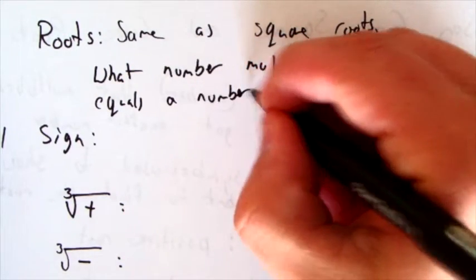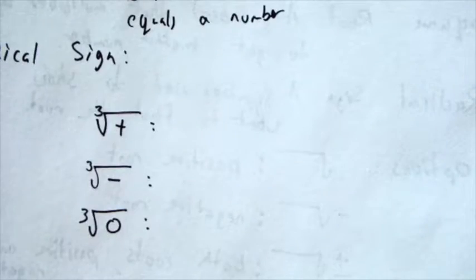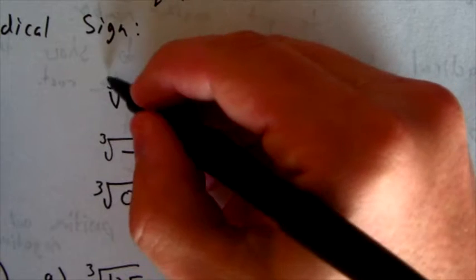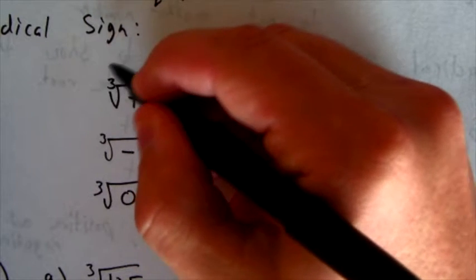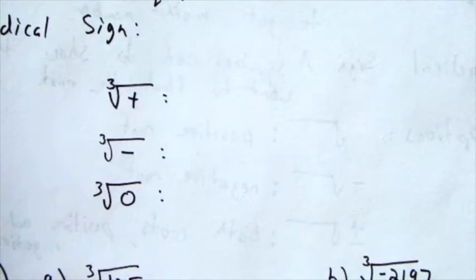Equals a number. So the radical sign is very, very similar. The only difference is I have a 3 written right here, and this means the cube root. Now, when we're looking at cube roots, you cannot have a positive and a negative root.